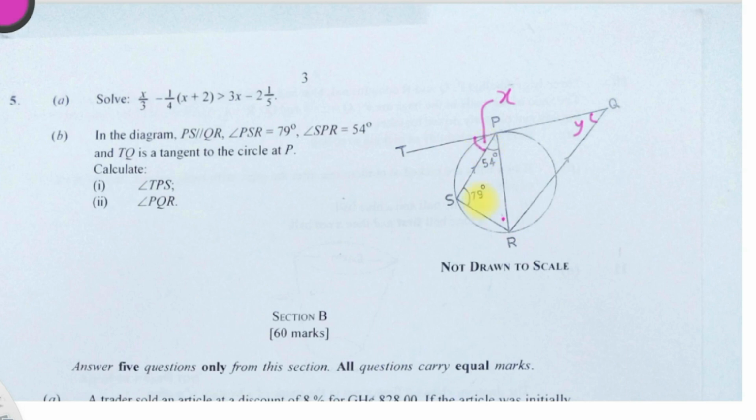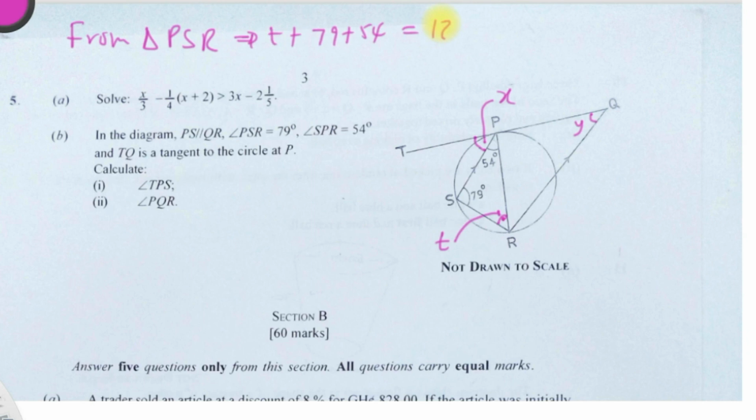So how do we get this angle? From triangle PSR, let us denote this angle by T. It implies that T plus 79 plus 54 gives us 180 degrees, that is, the total angles in a triangle.